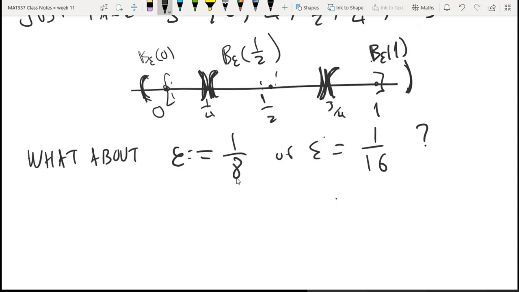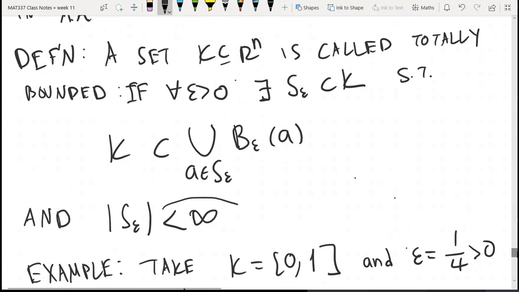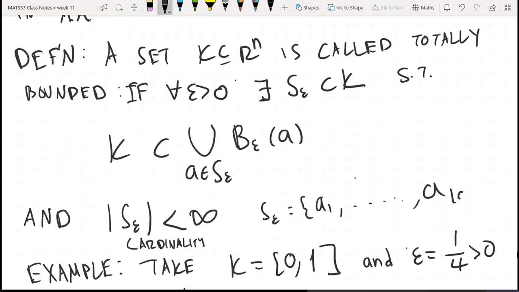Size. So S epsilon less than infinity means size or number. Can we use the definition theorem of cover? Well, K might not be compact. So, oh, for the example, yes, you can use the finite subcover. That's right. Okay, so here we mean cardinality. Like S epsilon is like x, a1, and so on, up to a_{S epsilon}.